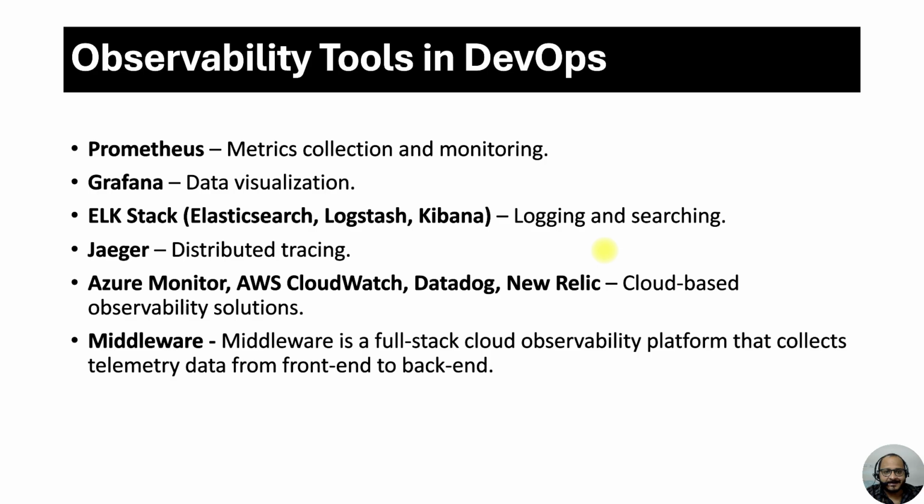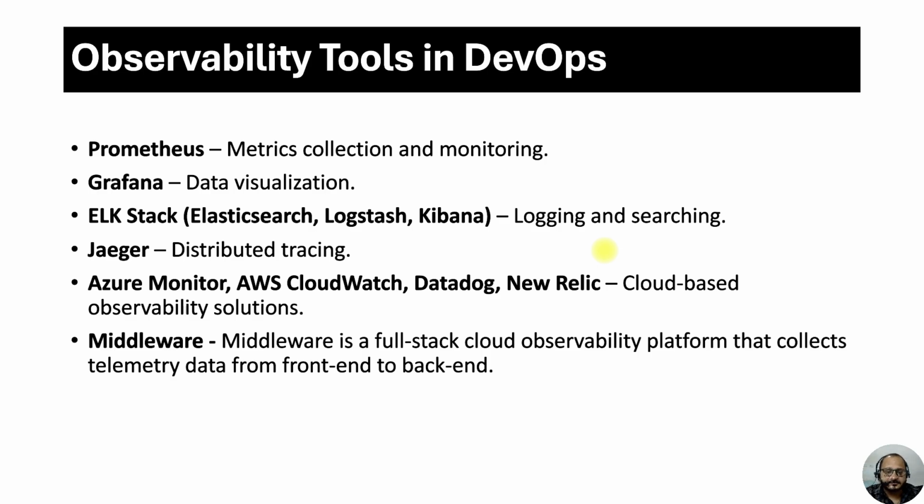Which is basically metrics collection and monitoring. Then we have Grafana, then we have the ELK stack, then we have Jaeger for distributed tracing. Then we have Azure Monitor if you are using Azure cloud. If you are using AWS, then we have AWS CloudWatch, Datadog, and New Relic. These are the cloud-based observability solutions.